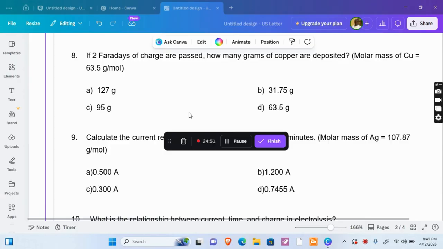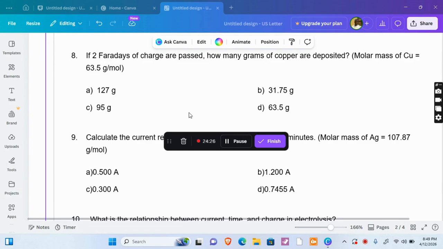Today, I want us to discuss Faraday's laws of electrolysis. Yes, specifically in today's class, we'll talk about the first and the second laws of electrolysis by Faraday. Then we'll solve these two questions here on electrolysis.